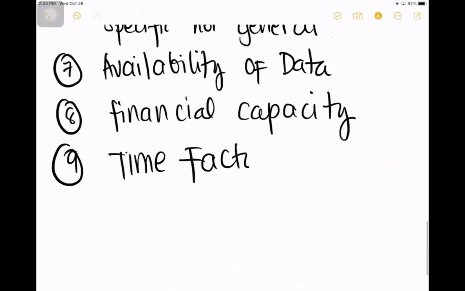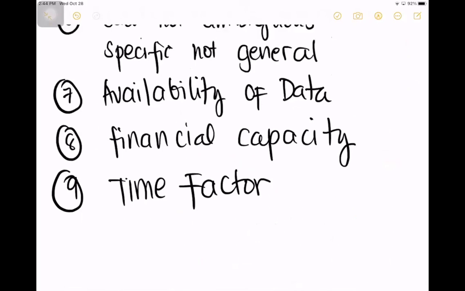Yes, of course, time factor. When we speak about time factor, we're talking not only about your time, but the time that the data will be gathered. Let's say, yes, you have a lot of time. You're free for the rest of the sem, for instance.